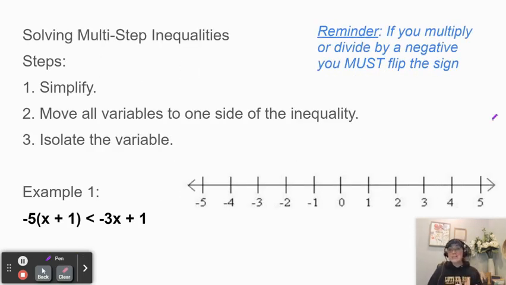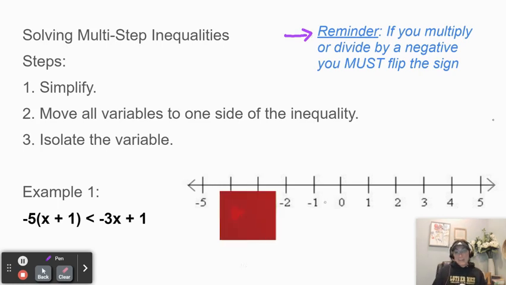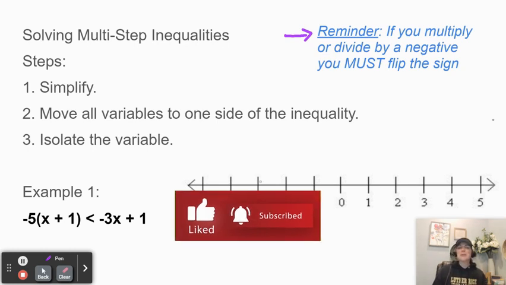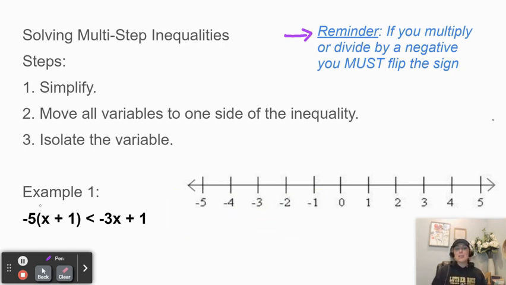All right, we're going to simplify our inequality first, which means we're going to get all the variables on one side and isolate the variable. I do have a reminder here at the top that our flip rule says that if you multiply or divide by a negative number, you must flip the inequality. We'll keep that in mind as we work through our example. So let's start with our example here.